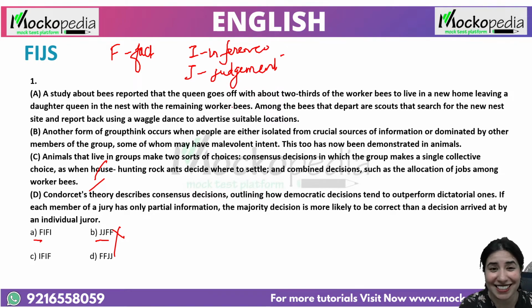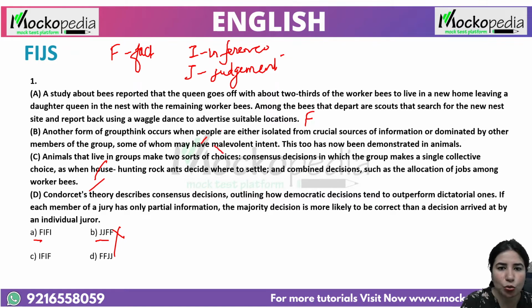Wow, interesting, isn't it? Among the bees that depart, that means that go, are scouts that search for the new nest site and report back using a waggle dance to advertise suitable locations. So there's a trend that's happening. So it's basically an observation. So this is a good statement to act as a fact because this is a result of a study, right? Something which will always be true because nobody can doubt that. So this cannot be an inference, so that helps us discard C also.